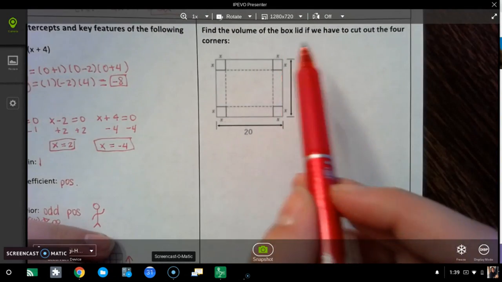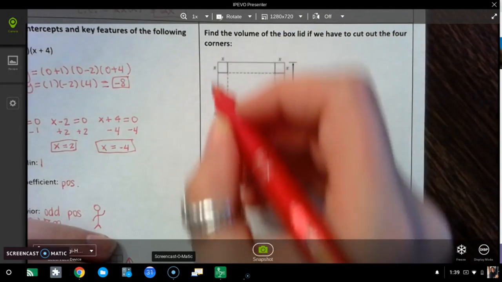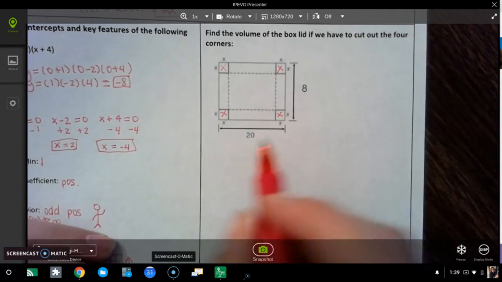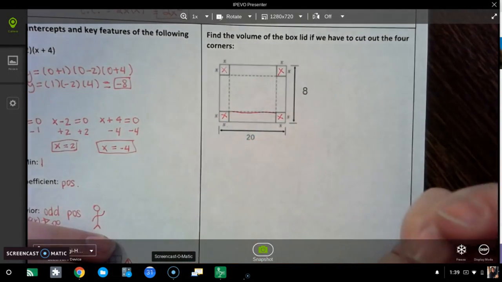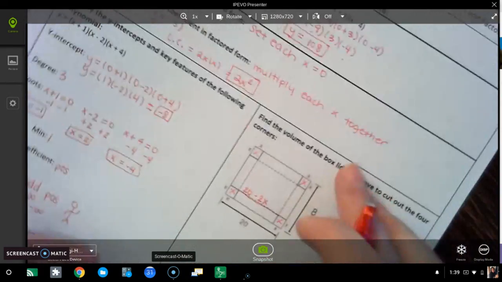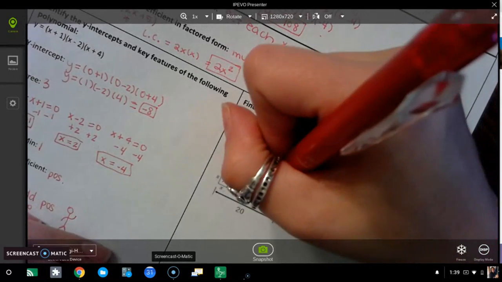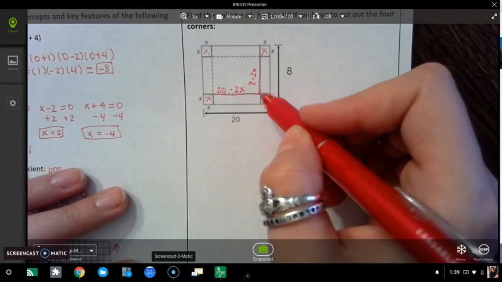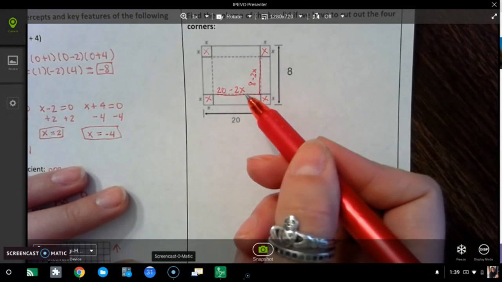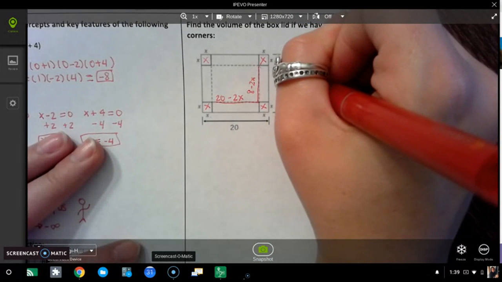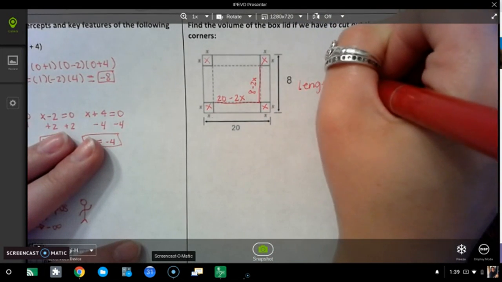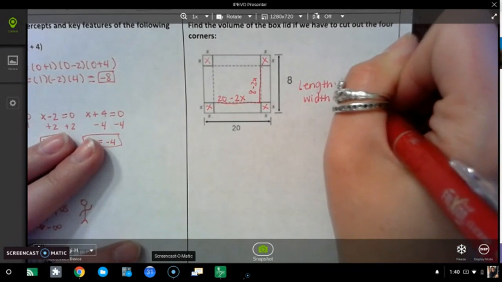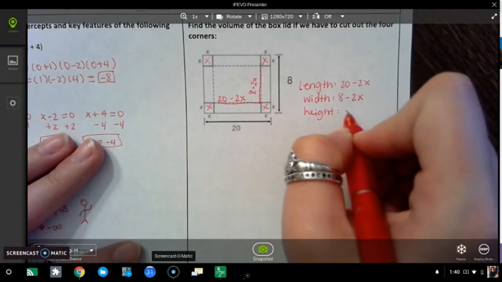All right, let's work on this box problem. Find the volume of the box if we have to cut out the four corners. So what it's saying is cut these corners out. Cut out, cut out, cut out, cut out. If I'm cutting that out, then really I only have this distance right here of 20 minus 2x, and I have this distance right here of 8 minus 2x. So I have my length of 20 minus 2x, my width of 8 minus 2x, and my height. Think about it, if these were to be folded up, x would be my height. So let's write that down: length of 20 minus 2x, width of 8 minus 2x, and height of x.